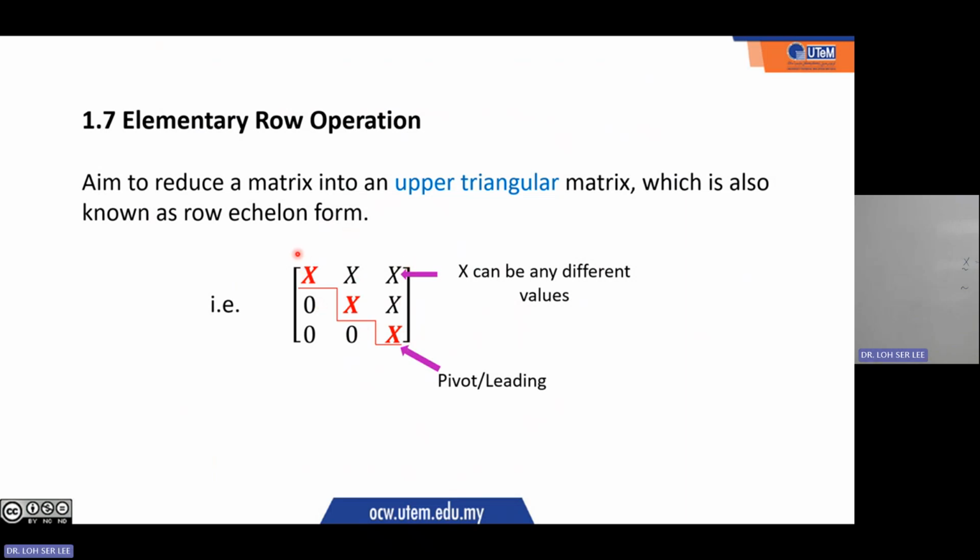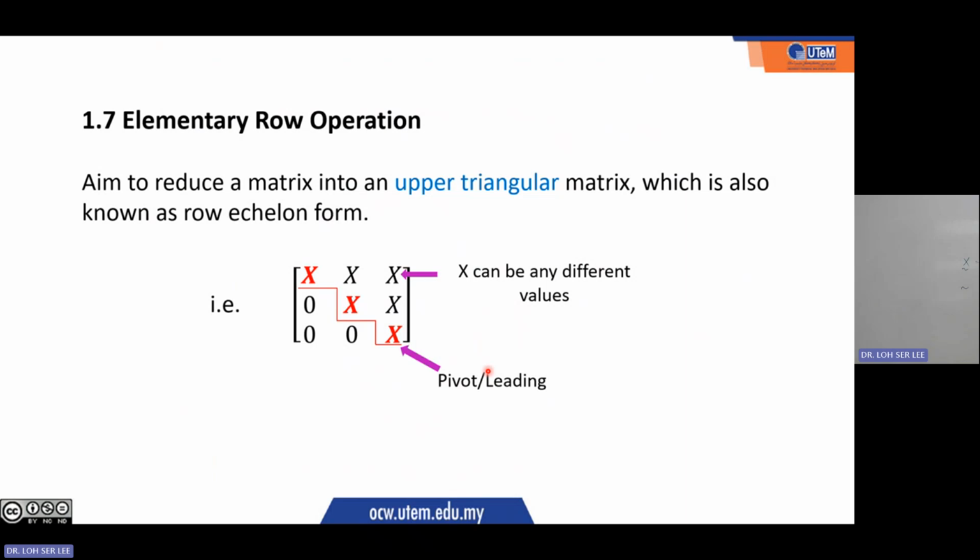It depends. And the pivot: there are two names, either we call it pivot or leading. These entries at the corner of the staircase are called either pivot or leading. Throughout this chapter, I will call it pivot, as leading is normally used when the value is 1. That is leading 1.